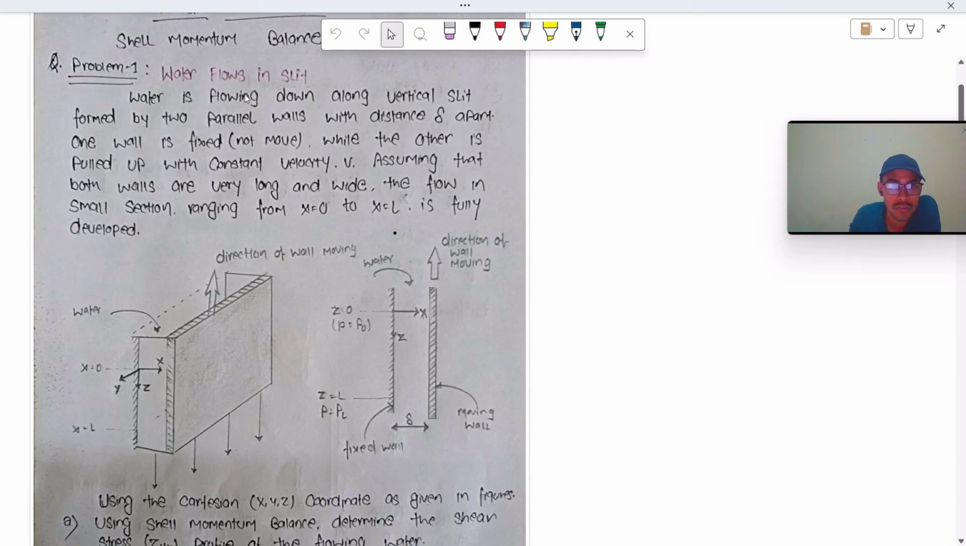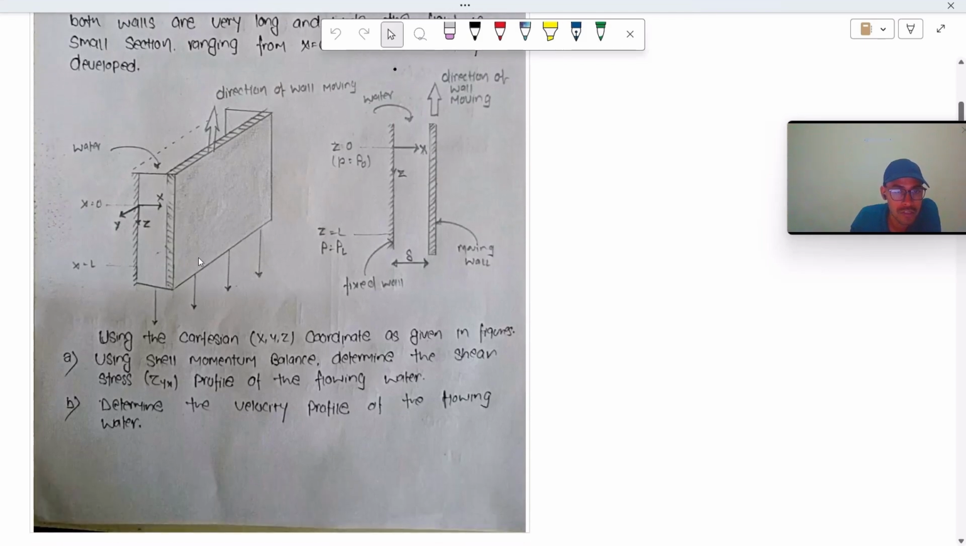This is water flowing through a narrow slit. This is our diagram. Water is flowing down along a vertical slit formed by two parallel walls a distance delta apart. One wall is fixed while the other is pulled up with a constant velocity v.